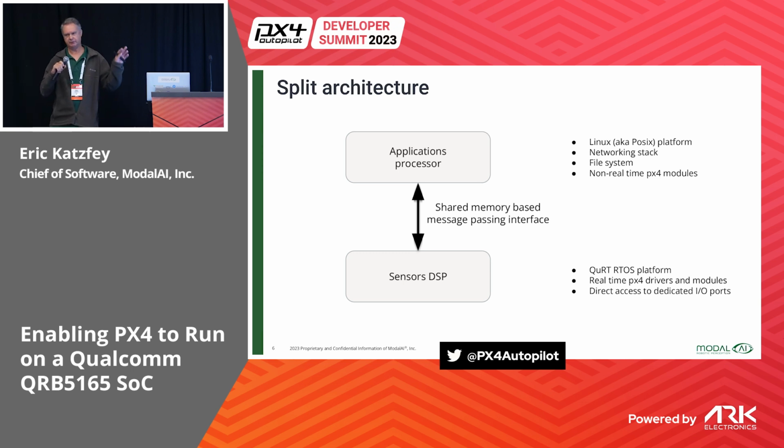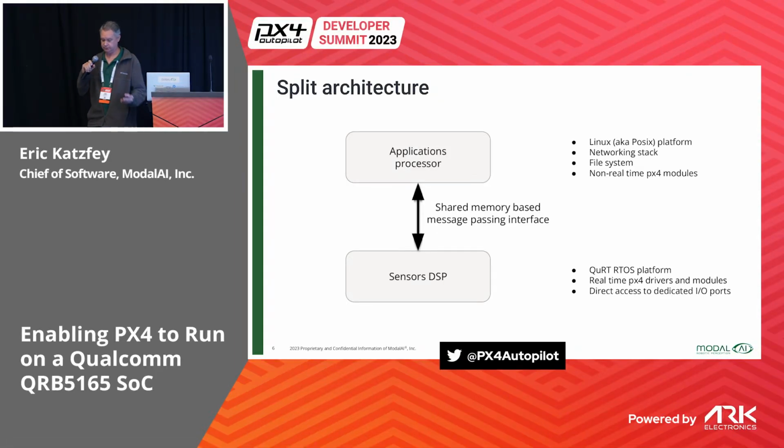This architecture gives you flexibility. If you need an extra UART and it's not available on the DSP, but it is on the applications processor, you can just put the driver, the module that you want, on the applications processor, because it's all tied together through uORB between the two. So it gives us some flexibility in terms of I/O and where we decide to put drivers and modules.